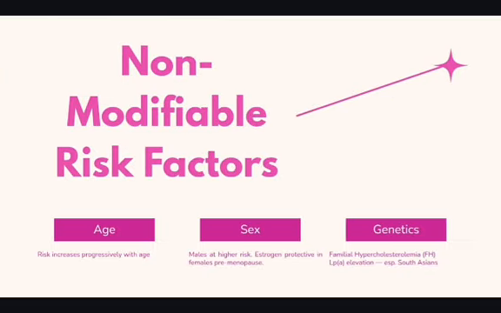Let's talk about the risk factors now, because we should know why some people get ISD while others do not. The first is age. The risk of getting ISD goes up progressively with increasing age. Next is sex. Males are at higher risk than females because estrogen protects females until menopause. Then family history: a first degree relative with premature CAD, meaning before 55 in men or 65 in women, is a significant independent risk factor.